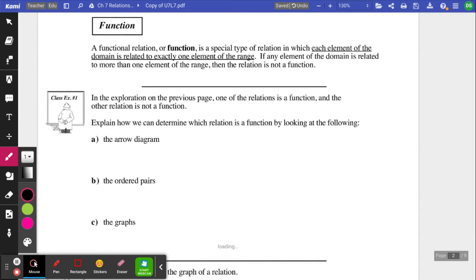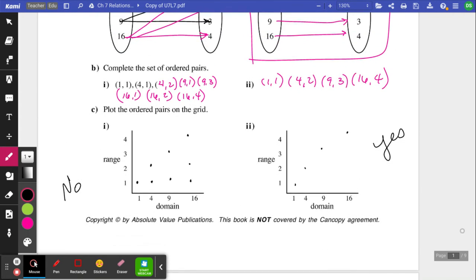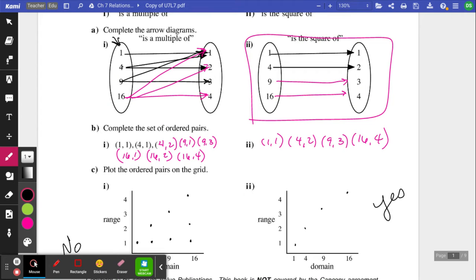A function, a functional relation or a function is a special type of relation in which each element of the domain, so each x value, is related to exactly one element of the range. Now Joey, this takes thought. Listen, every element of the x over here on this side is related to only one thing in the range. If that is true, it is a function.